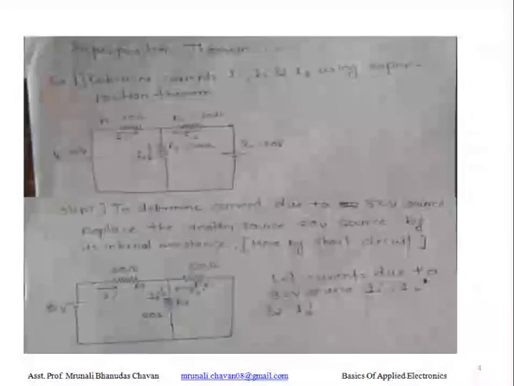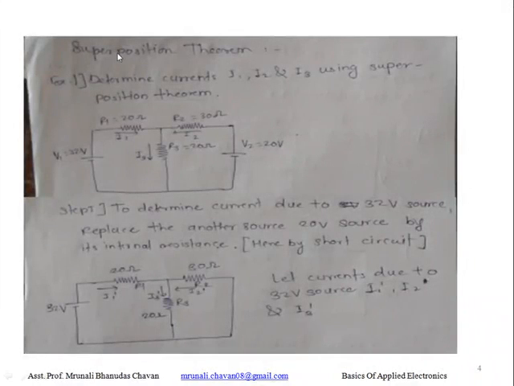Now let us see how we can find out the current. Here one example is given. Determine currents I1, I2 and I3 using superposition theorem. The circuit is shown. V1, it is 32 volt. Two voltage sources are there. Bilateral network is here. This V2 is 20 volt and resistor R1, R2 and R3 are connected. So we have to find out the current through R1, R2 and R3, means we have to find out I1, I2 and I3. So for this we have to follow some steps.